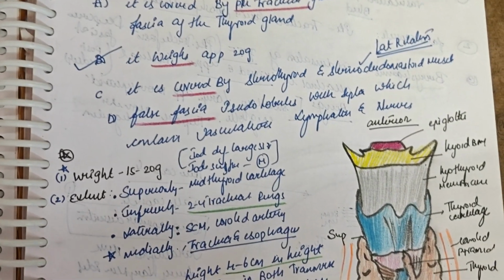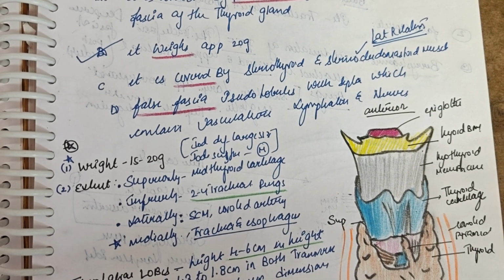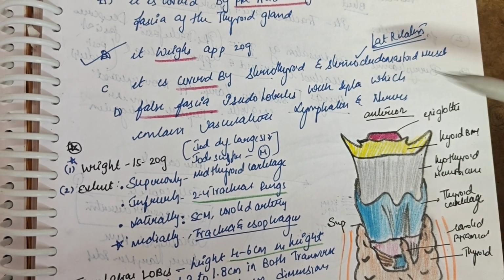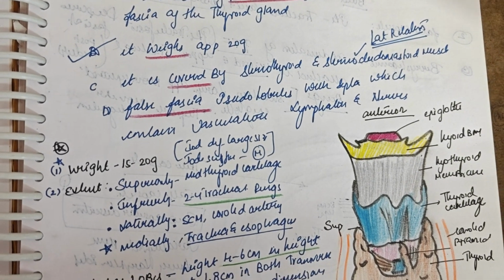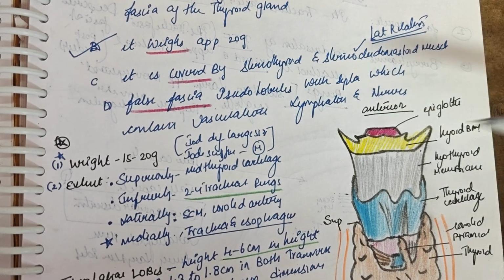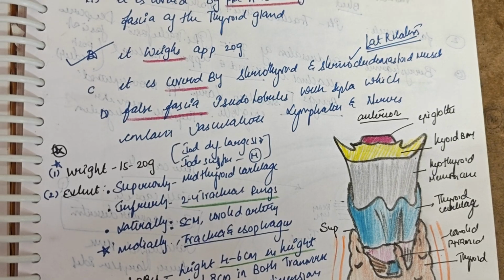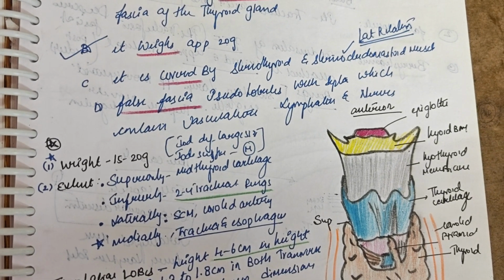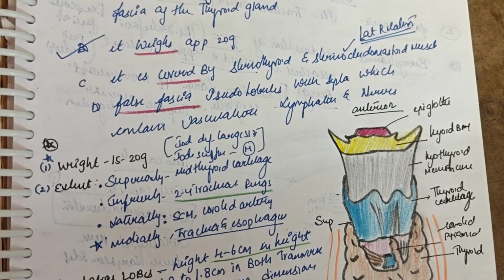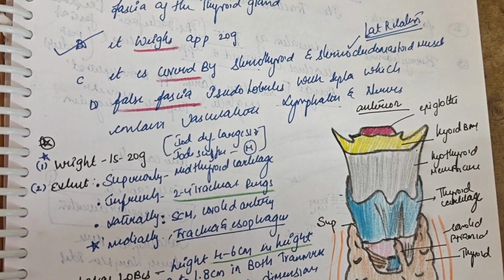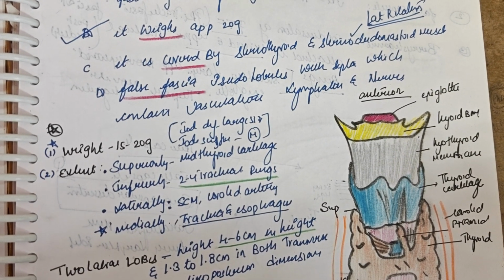So if you look at the option here, it is covered by sternothyroid and sternocleidomastoid. No, it is not covered. Laterally, it is covered by sternothyroid, which we have not yet covered. Do you think the sternocleidomastoid is covering the thyroid? No, it is not covering the thyroid gland. It is present at the lateral aspect of the thyroid. So this is a wrong option.